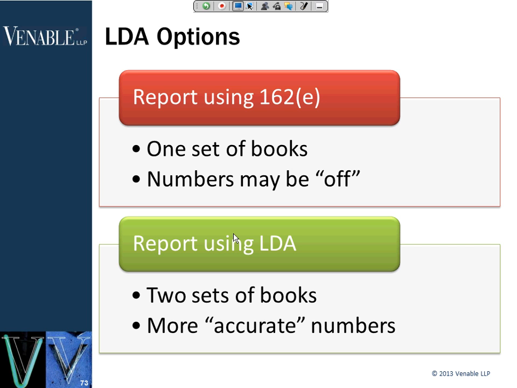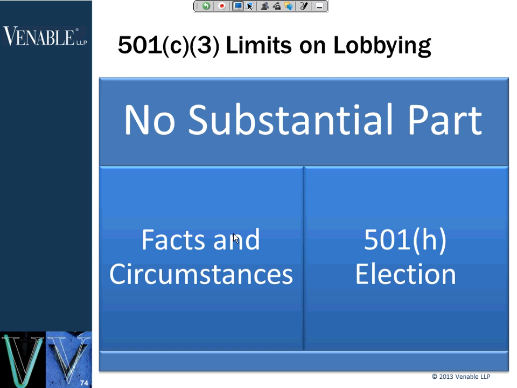Talk a little bit about 501c3 limitations on lobbying. The general rule is that no substantial part of the organization's activities may be engaged in what's called propaganda, but it's essentially lobbying. There are two ways of measuring an organization's lobbying activities under 501c3. The default test is the facts and circumstances test. This is a vague test. This is an I know it when I see it test. The IRS has a lot of discretion and hasn't provided a lot of guidance about what it means for an organization to engage in too much lobbying under the substantial part test.